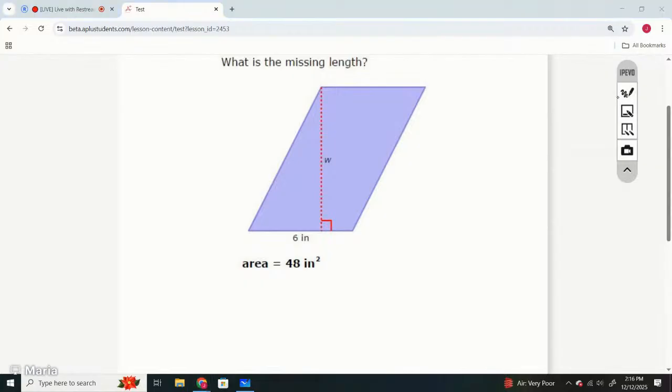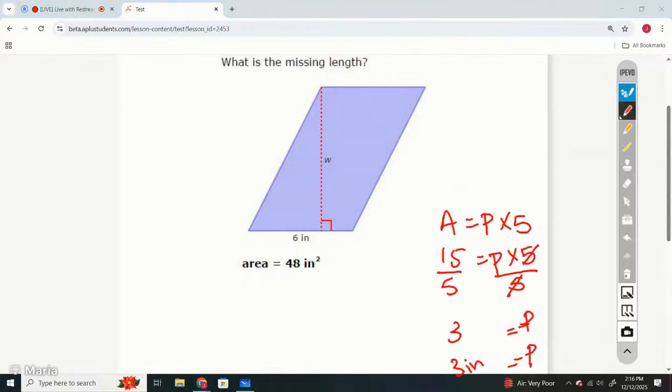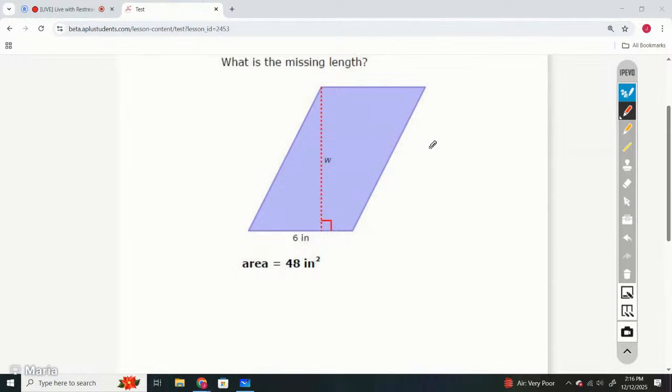What is the missing length? That is the parallelogram, right? The area of the parallelogram is base times height, right? The base we are given, height we need to find, and area we are given. So just replace the area with the value, that is 48 inches square, base 6 inches, and height we need to calculate.